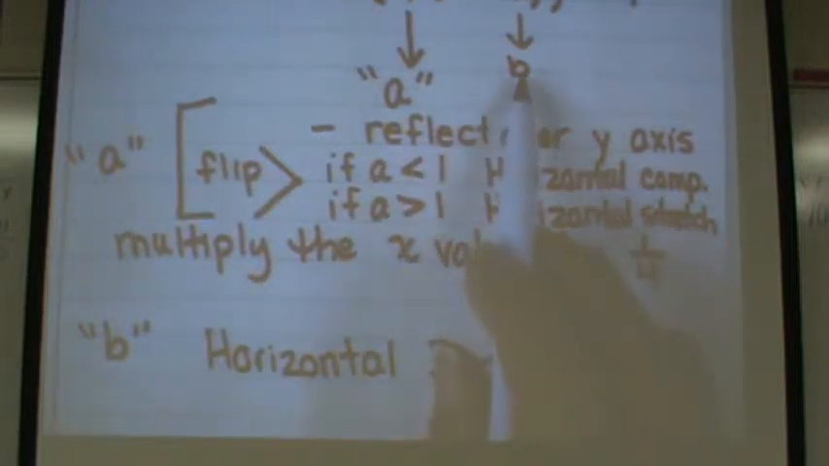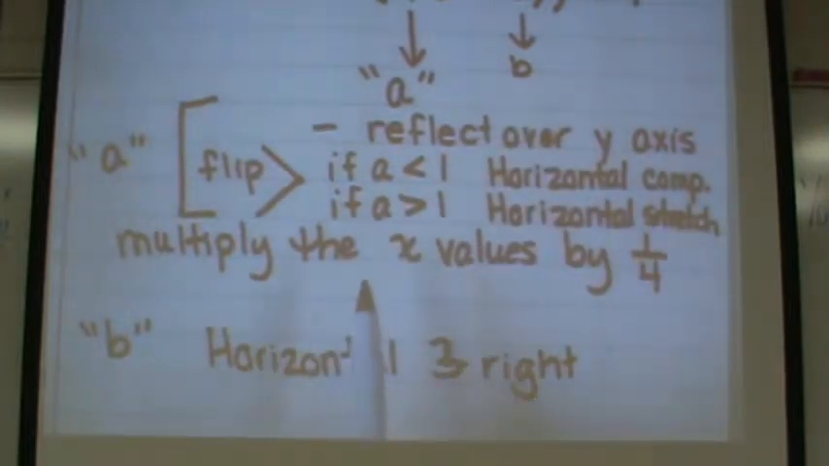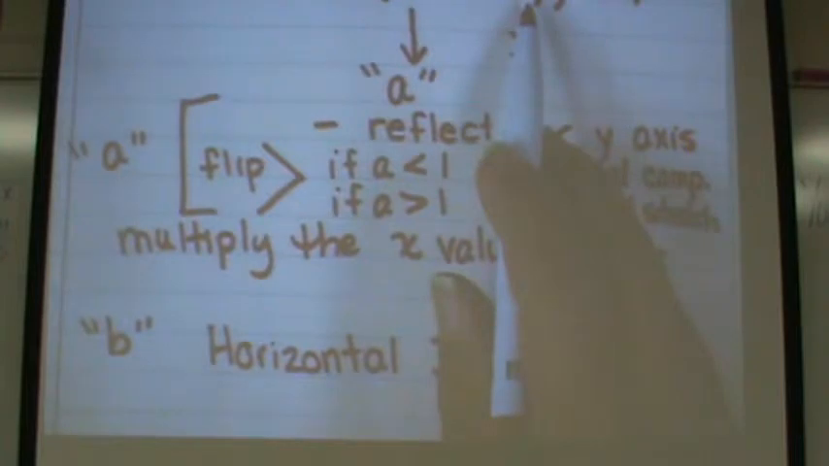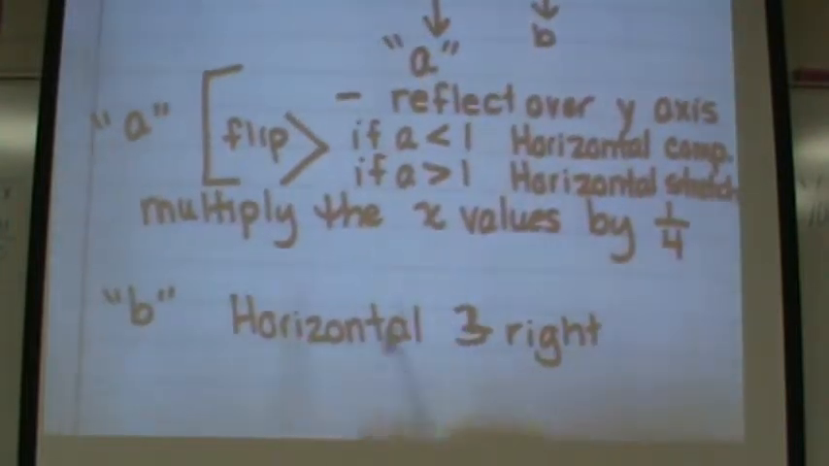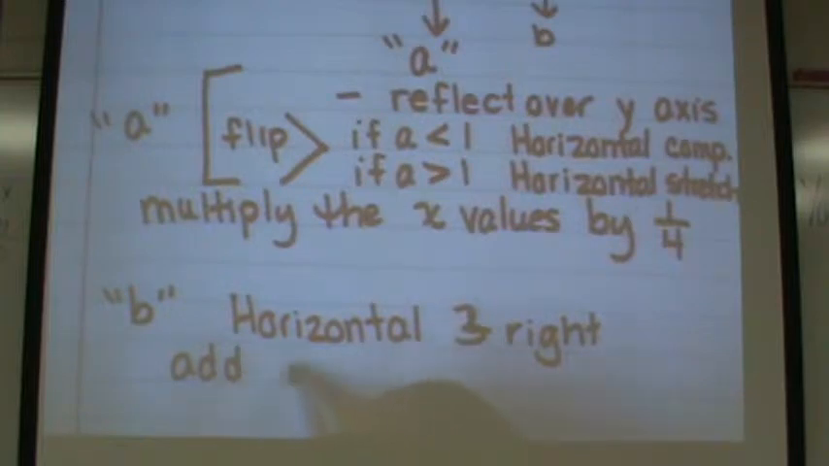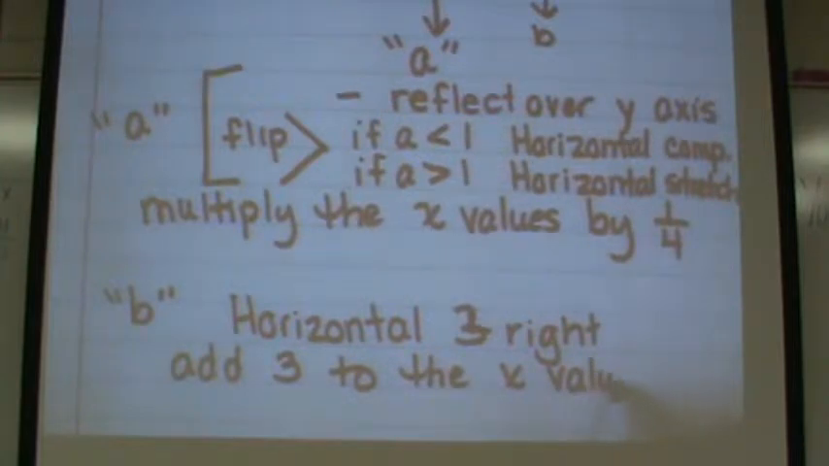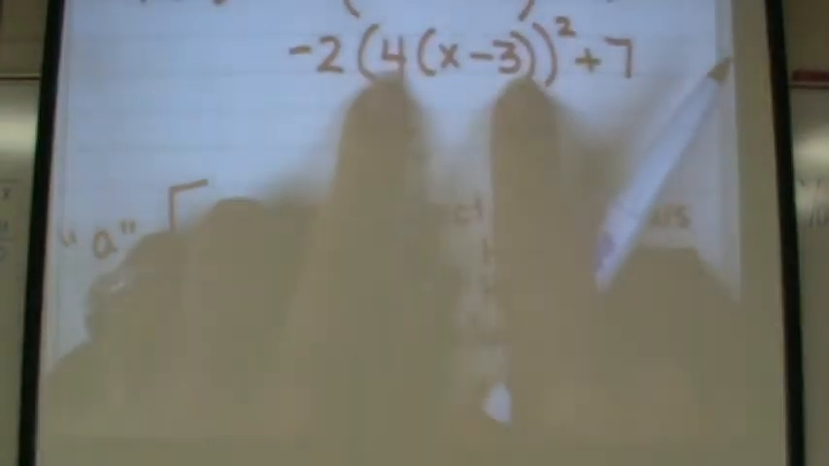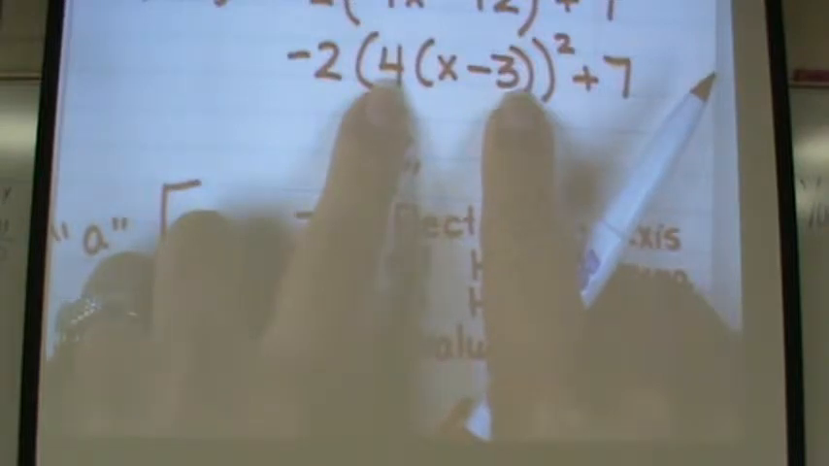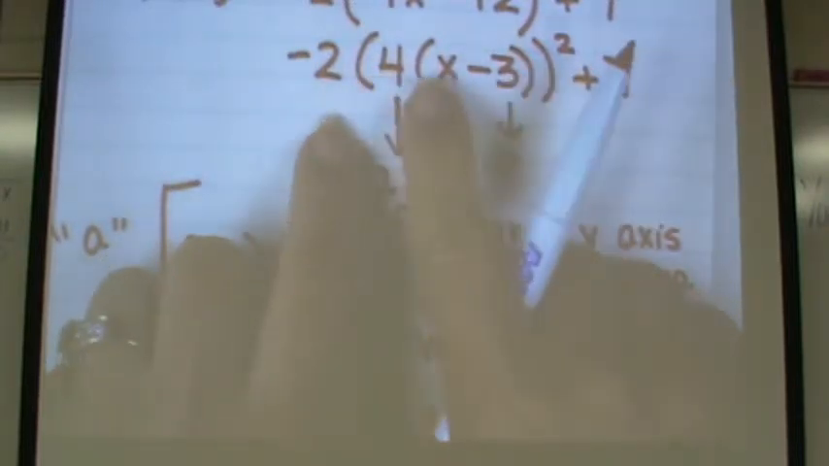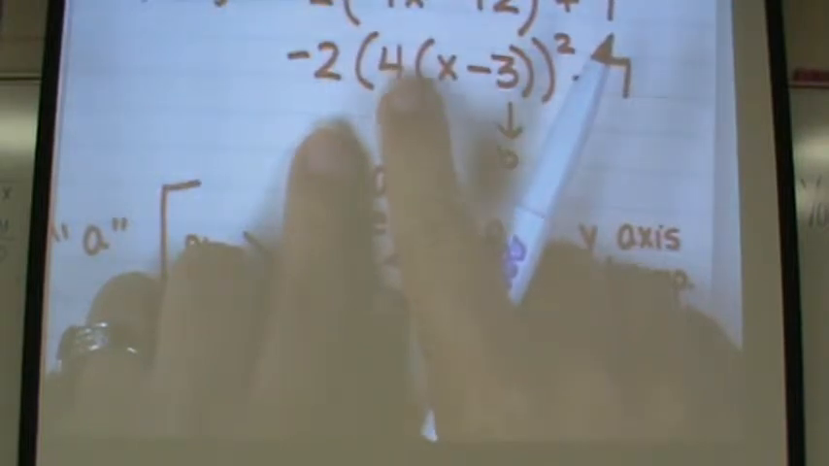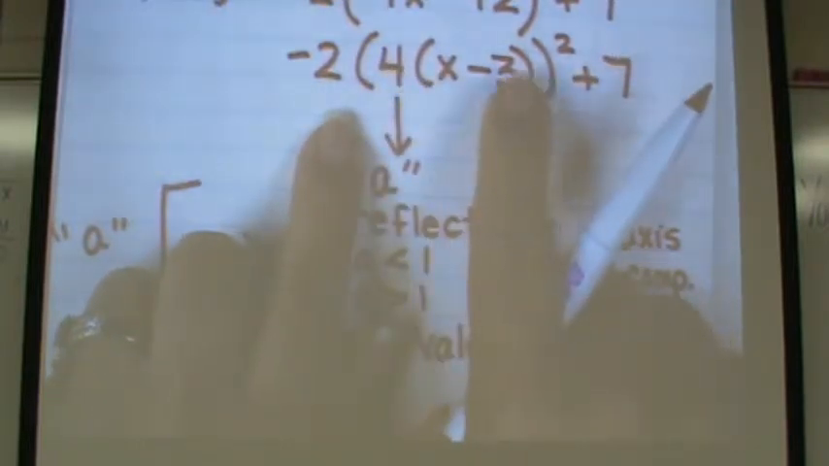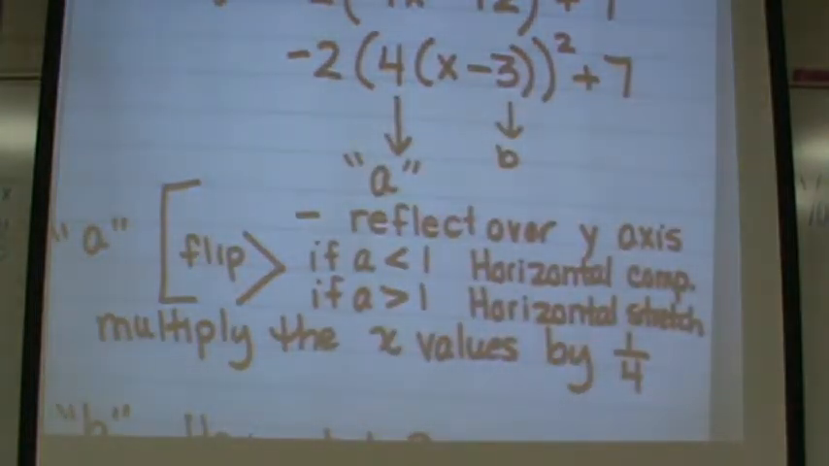Now how do you do this letter B mathematically? You're going to take 3 and add it to the x values from here. So you would add 3 to the x value. So these two numbers right inside, they affect the x value. You multiply the x value by the flipped number here, and you add the opposite of whatever that is to the x on your t-chart. So far, are you guys okay?